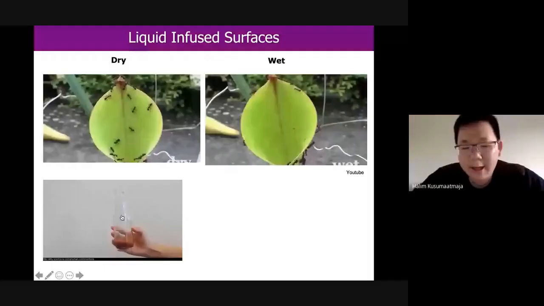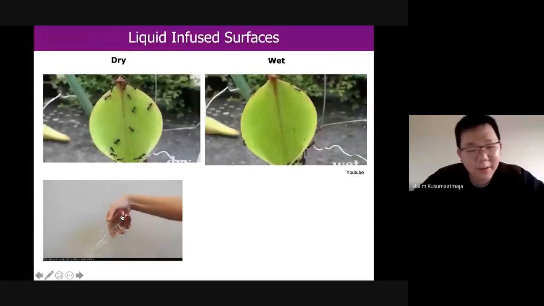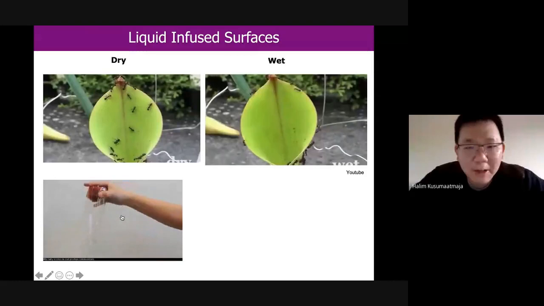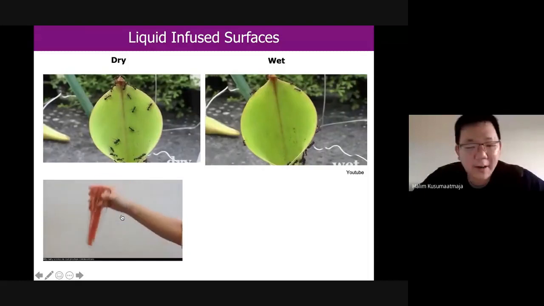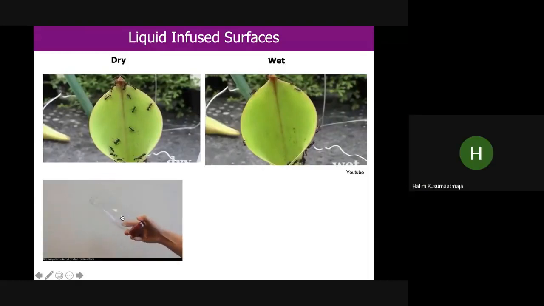So one of the, I think, common examples that you have seen if you Google liquid infused surfaces is this: a coating of liquid packaging. This is what you might have experienced yourself with your ketchup bottle. If you change, let's say, the coating of your surface, then you have a surface which is very slippery. And this is actually good for many reasons. For example, you can minimize waste and so forth.